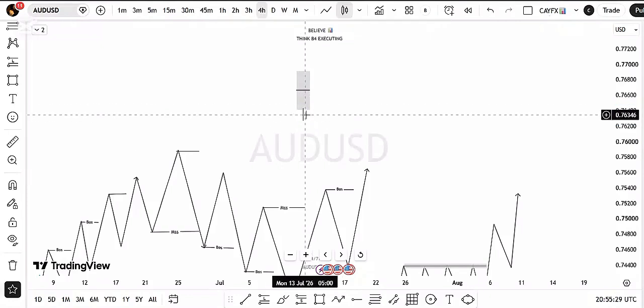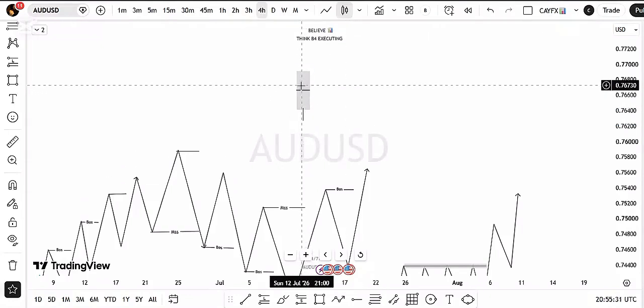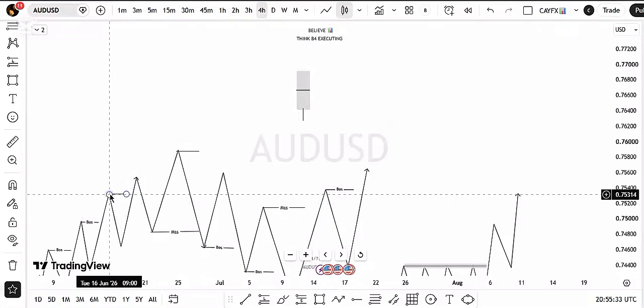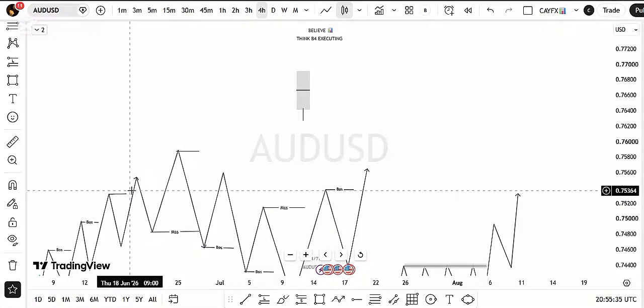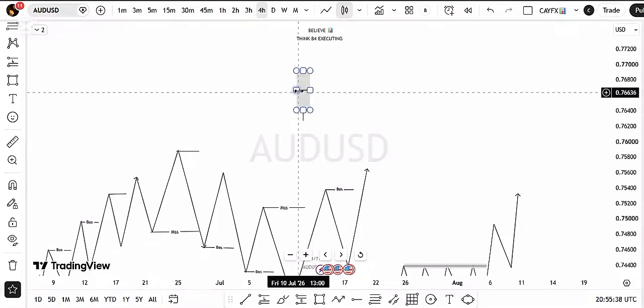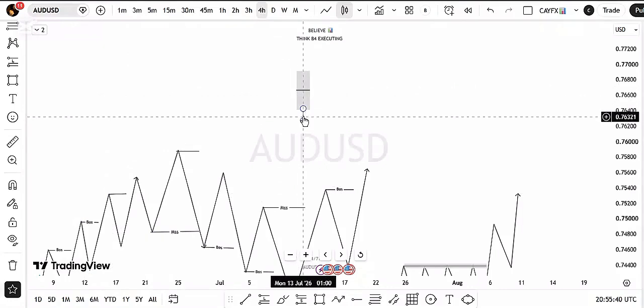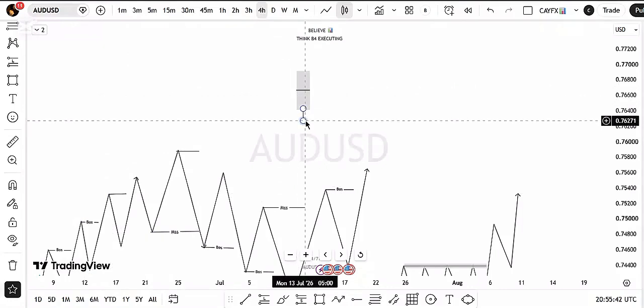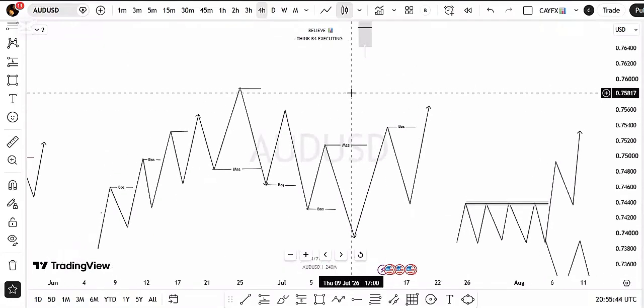This is the wick of the candle. So what I mean is that the market must break this structure with the body of the candle, not the wick. Not the wick.